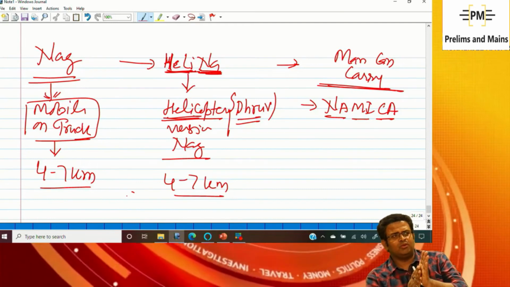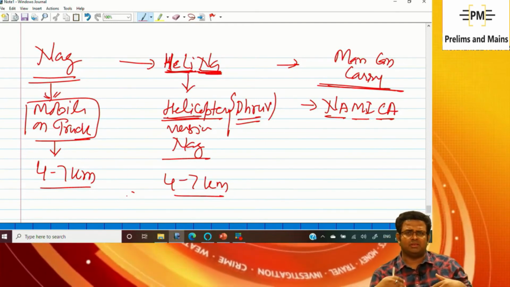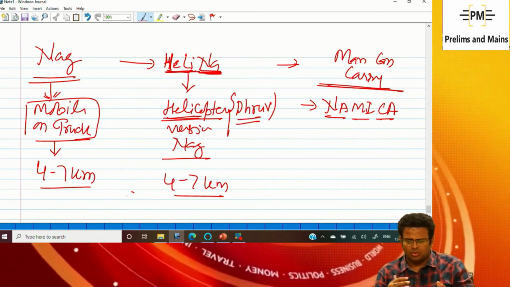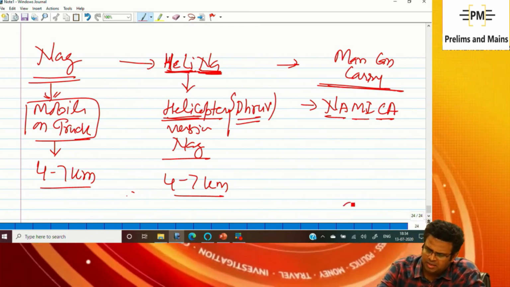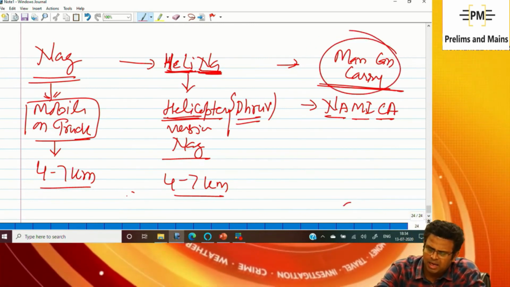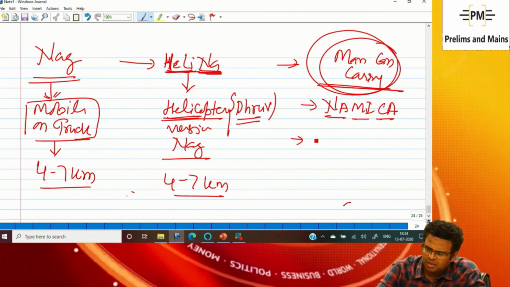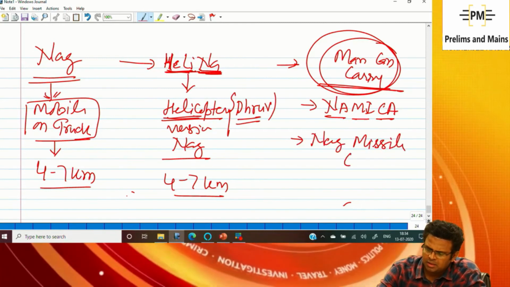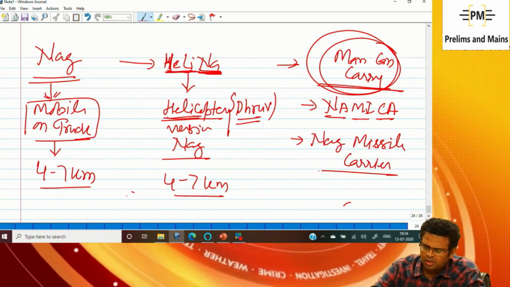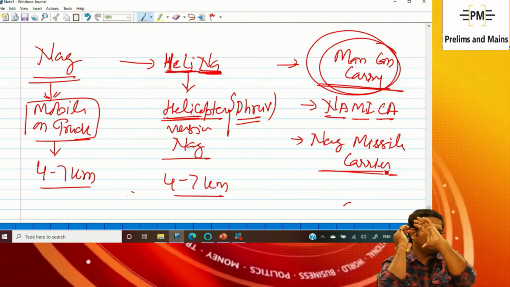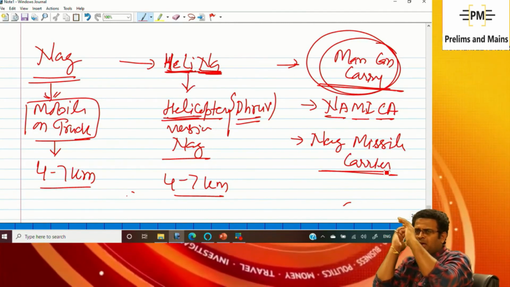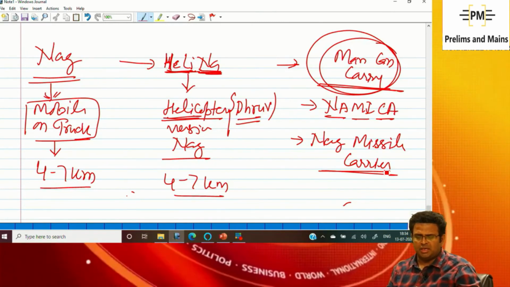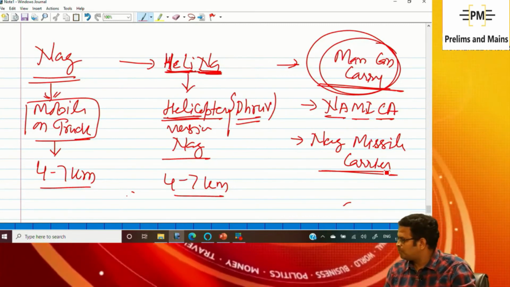So it will be easy when you come to know about all the missile programs, and then probably I will discuss these missile programs, clear? So Namika is the one a man can carry, and it is known as the Nag missile carrier. Even a man can carry these Nag missiles, which are anti-tank missiles, and they can launch them anywhere. So this is one of the best anti-tank missiles.